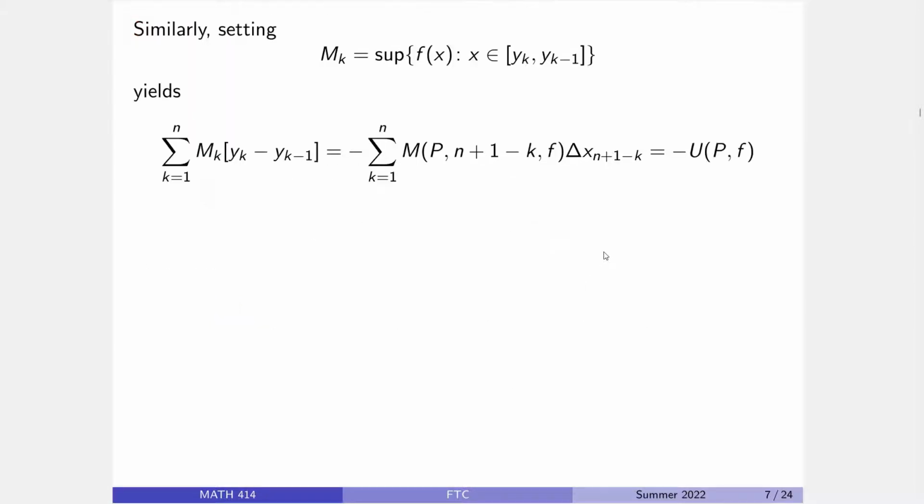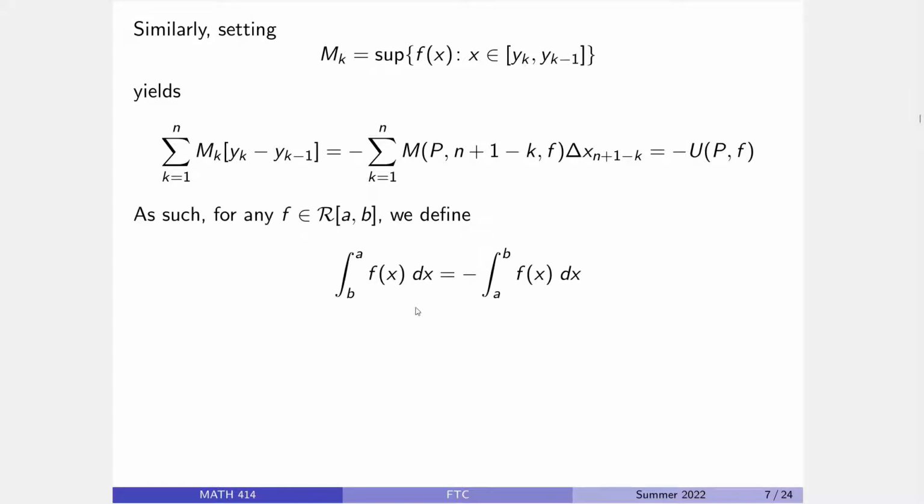And likewise, the same thing happens. We can create this, and this looks a lot like a Darboux sum, but it's actually the negative of the upper Darboux sum. So, for any Riemann integrable function from a to b, we define the integral from b to a to just be negative the original integral. And note that sort of makes sense, because if you were to reverse the interval itself, the infimums and the supremums would not change, because we're not screwing around with the function, but the deltas would go negative.